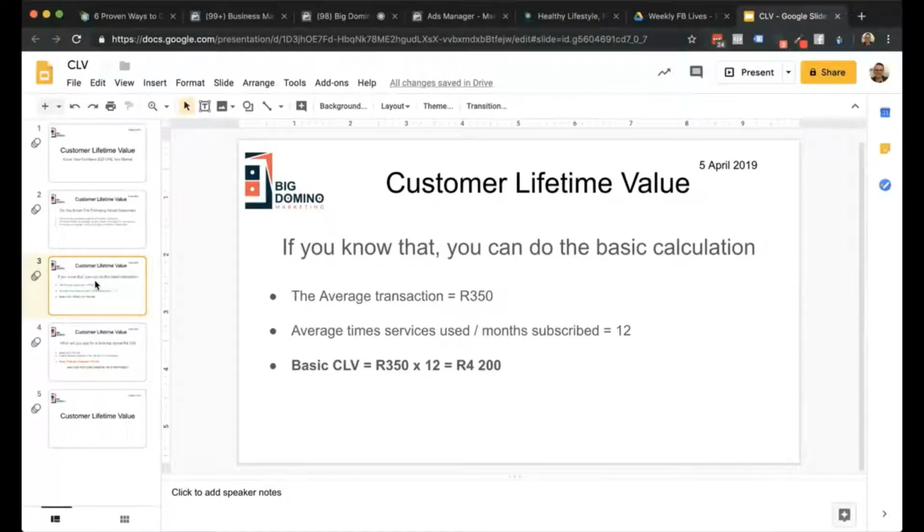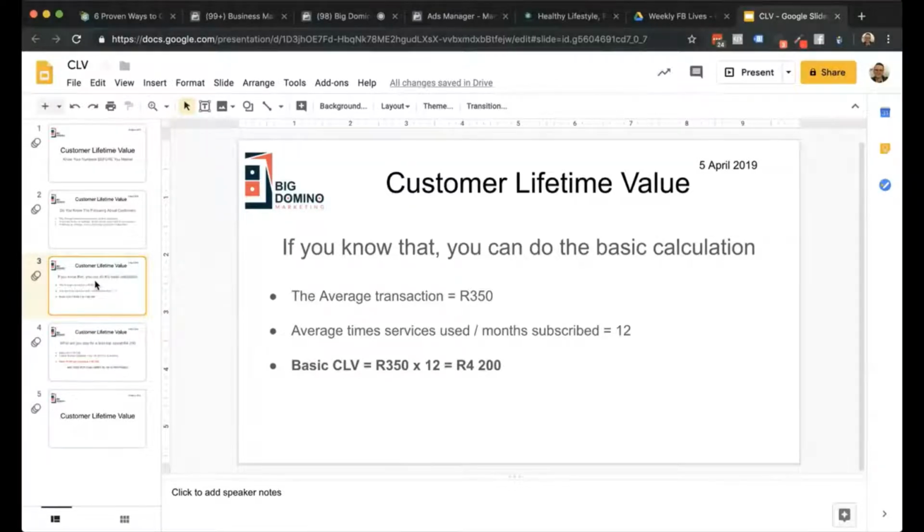So let's say, for instance, you own a hair salon. The average transaction for someone coming into your hair salon is 350 Rand. On average, any client that comes to your business today stays there for at least 12 months. So over the course of 12 months, you will get 4,200 Rand from that client, assuming the prices don't change, you don't upsell them to anything else. So it's a very, very, I'll almost say pessimistic view of the customer lifetime value. But that's the way we want to look at it.